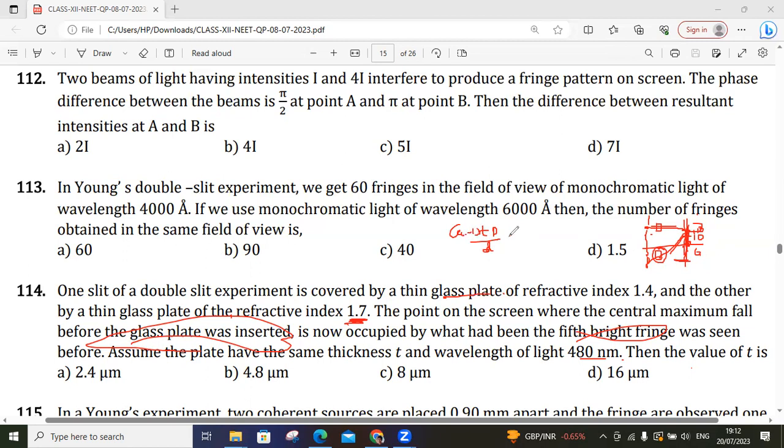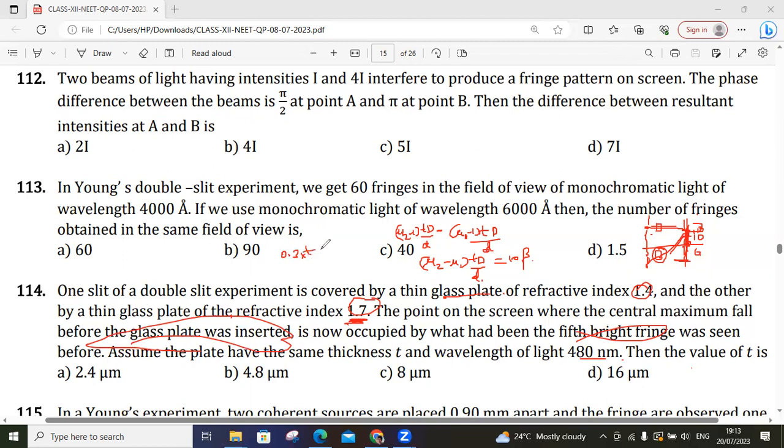Two plates are there with the same thickness. So if this is mu1 and mu2, the shift is mu2 minus 1 into T D by d, and the net shift will be the subtraction of both. So T D by d I will take common. This becomes mu2 minus 1 minus mu1 minus 1; the minus 1 and plus 1 cancel. We get mu2 minus mu1, so this will be the shift, and this shift is 10 beta. So mu2 minus mu1 is 1.7 minus 1.4, that is 0.3, into thickness.